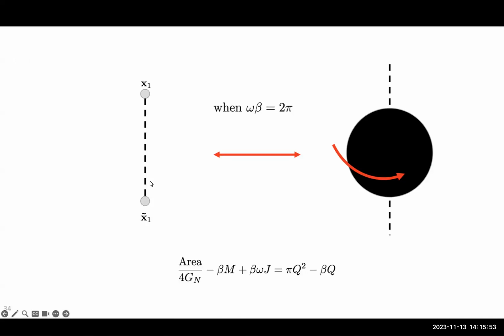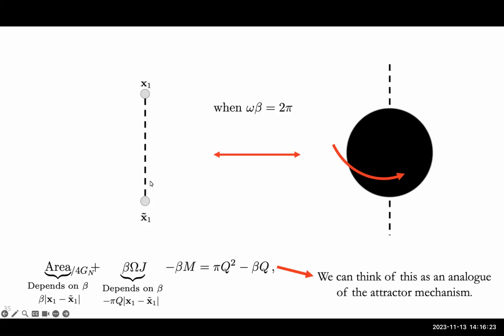And so when omega beta is 2 pi, this geometry in which the horizon is along the line connecting the north and south pole has a diffeomorphism that takes it to the rotating Kerr-Newman solution. One can compute the free energy of this solution either by computing the on-shell action or perhaps more informatively by computing the area of this horizon that's along this line plus beta omega j.